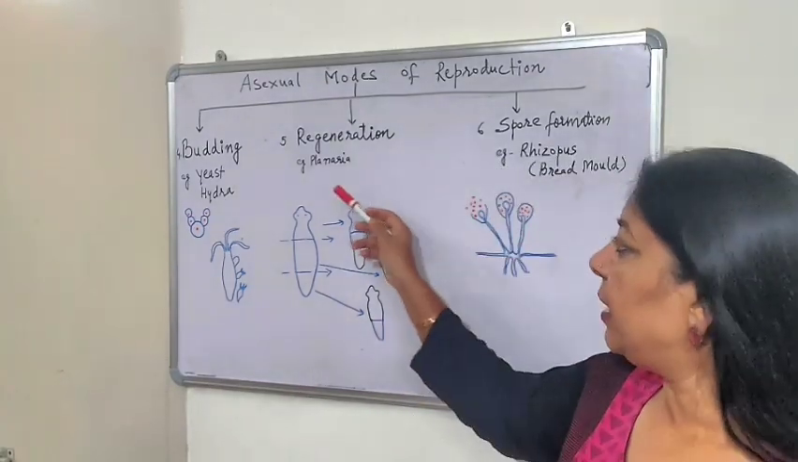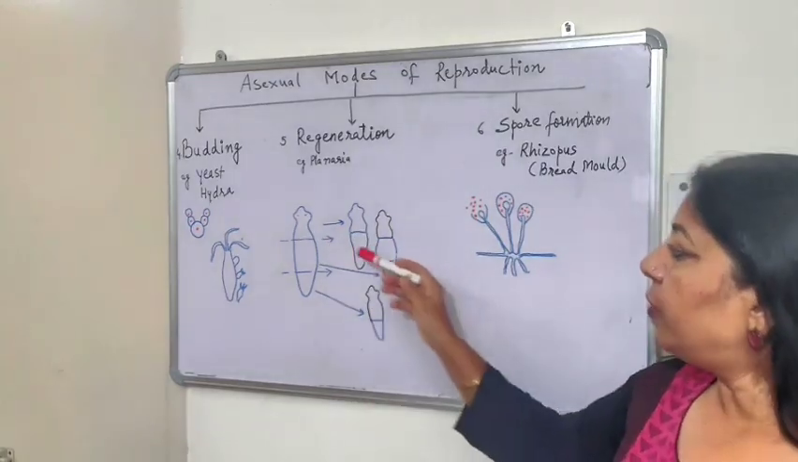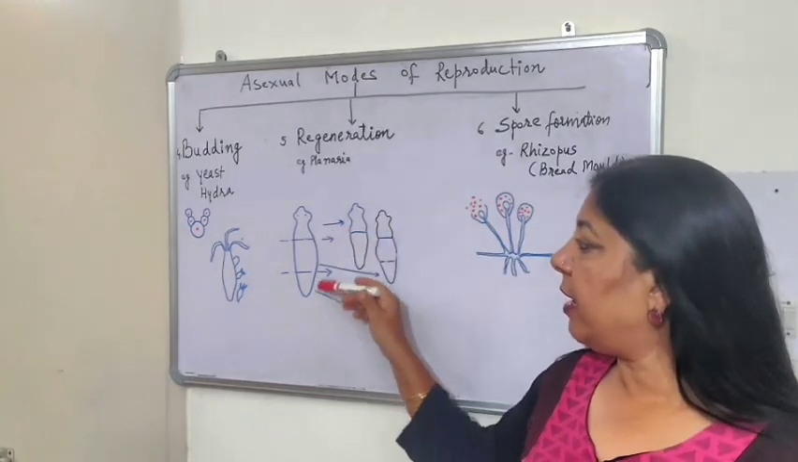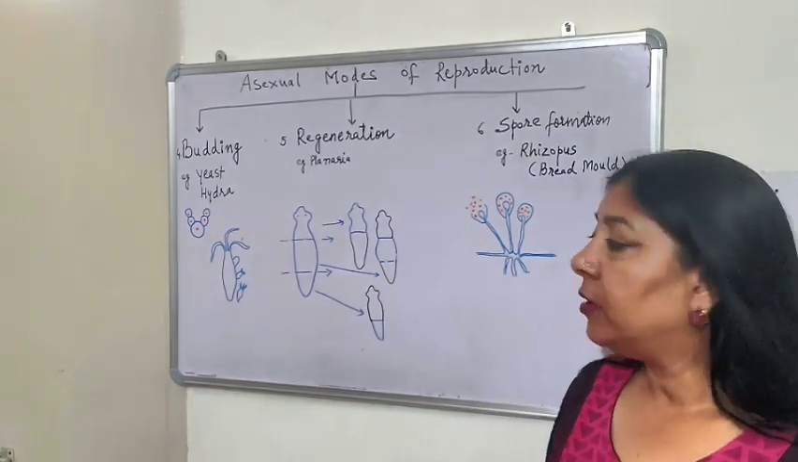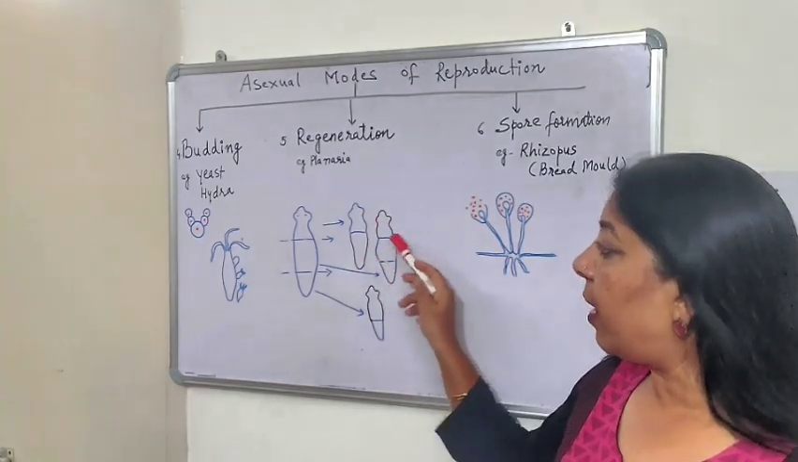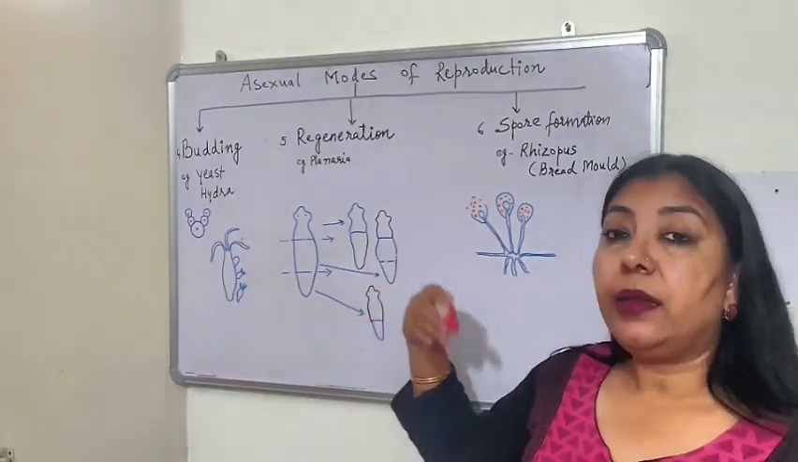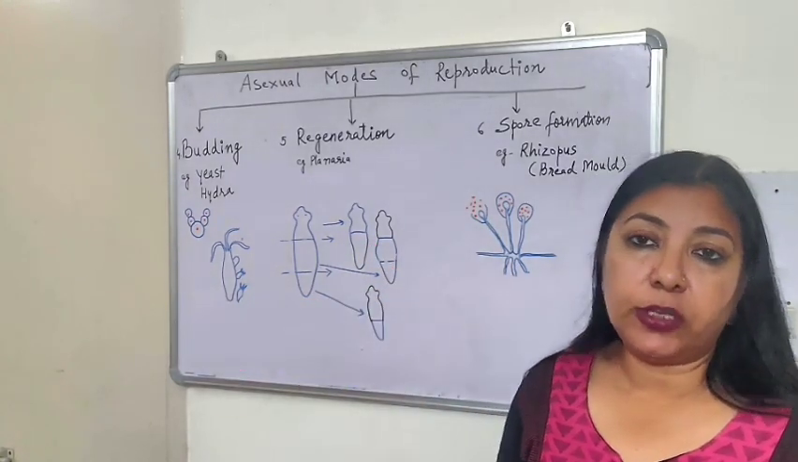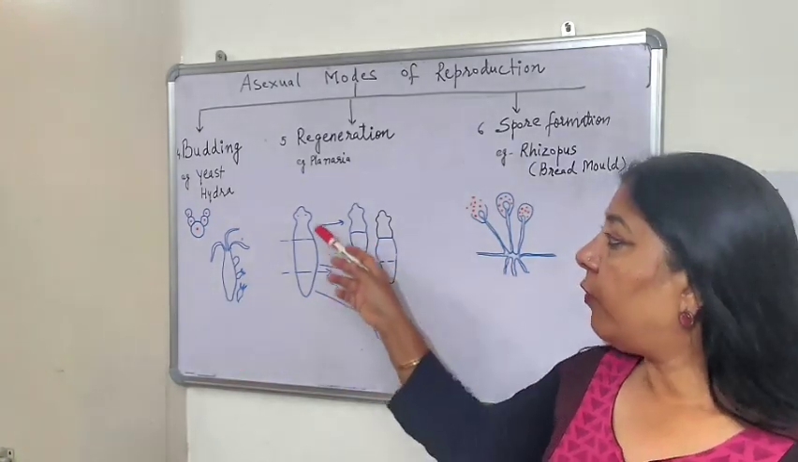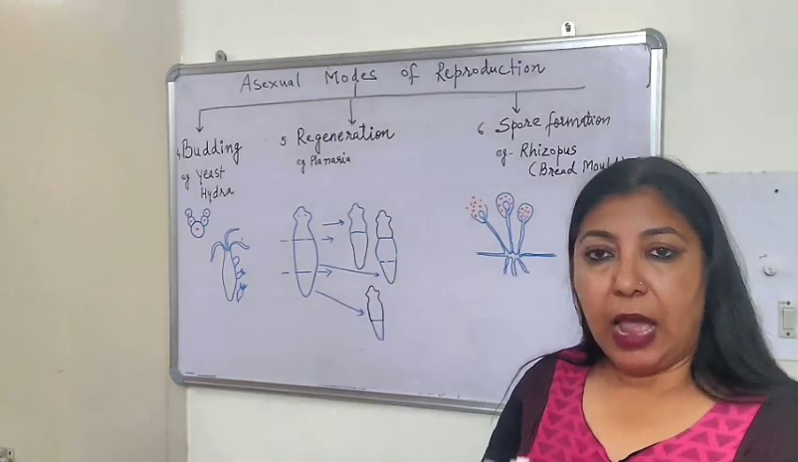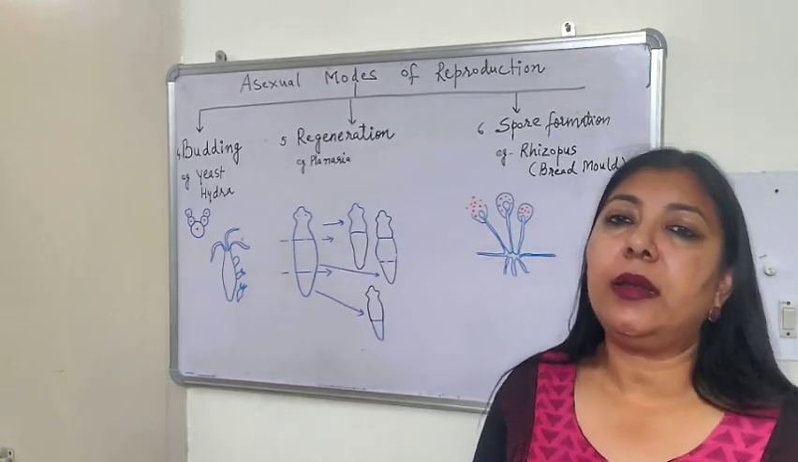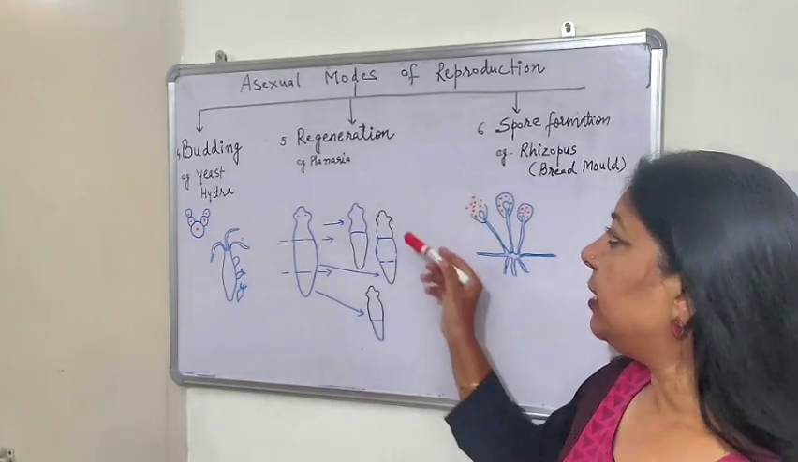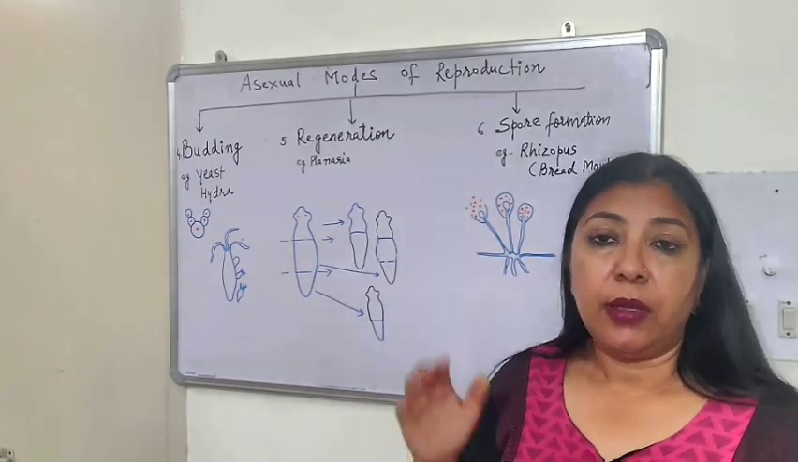For example, if you see this planaria, suppose accidentally this planaria is divided into three parts. It is cut off into three parts. So all these three parts can regenerate the lost part. So from one planaria, after cutting into three pieces, three planaria can develop. So this is called regeneration.